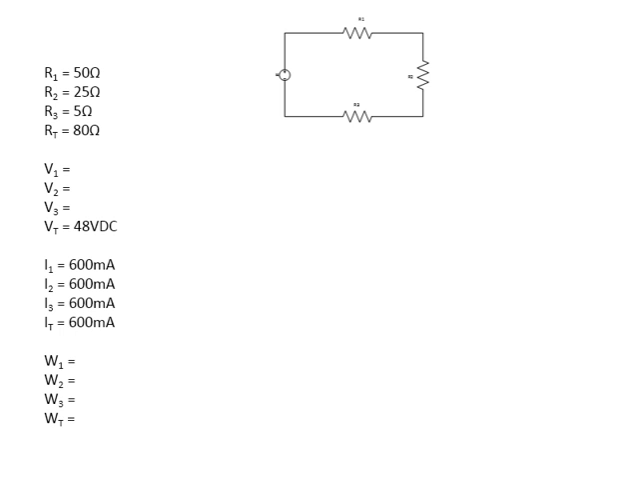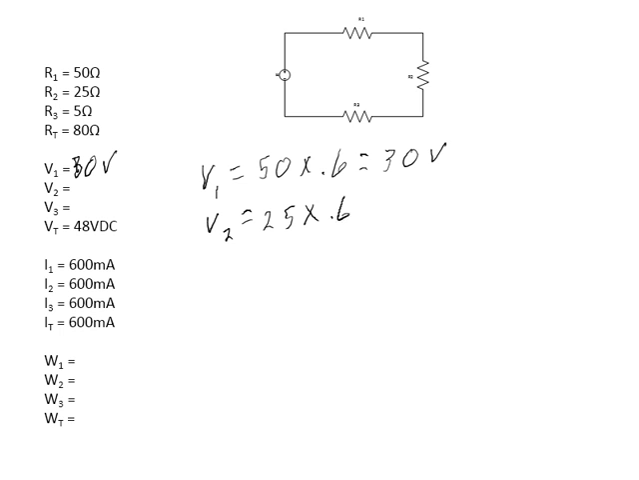Our next step is to find the individual voltage drops, and to find that we'll take the resistance of the individual resistors and multiply them by the current for this circuit. That'll give us a 30 volt drop for the first one. For our second one, with 25 ohms and the 0.6 of an amp, that gives us a 15 volt drop. And for our third one, we'll use the 5 ohm value and the 0.6 of an amp, and that is going to give us a 3 volt drop.